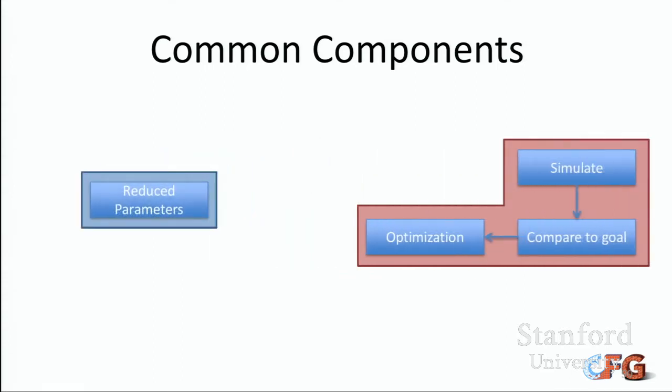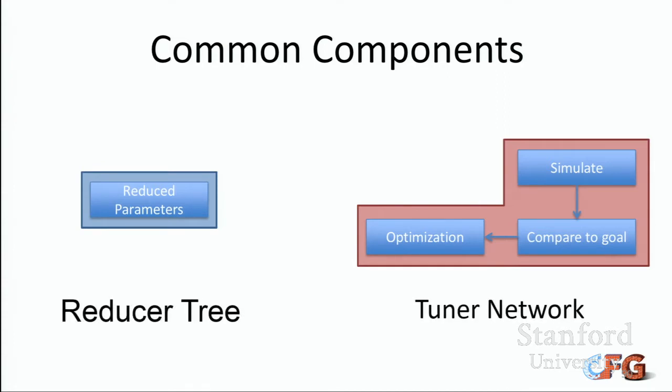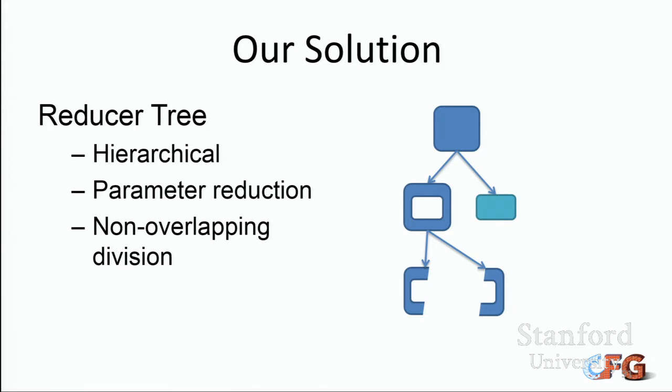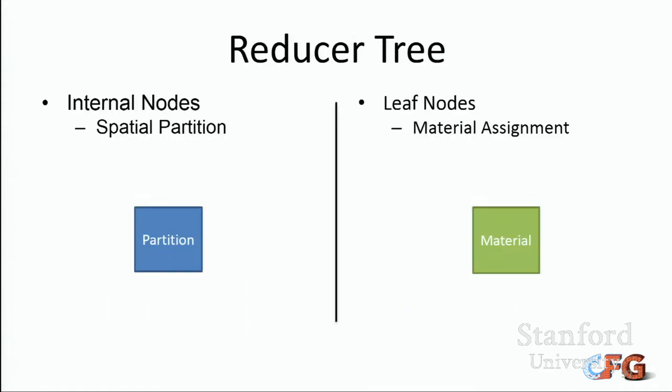In particular, we have a reducer tree data structure that allows you to describe your design space, and we also encapsulate the whole optimization and simulation process within a tuner network. First, let's start with the reducer tree. A reducer tree is a fabrication-specific, hierarchical decomposition of the design space. It provides us with the parameter reduction, and it subdivides the space in some non-overlapping subdivision.